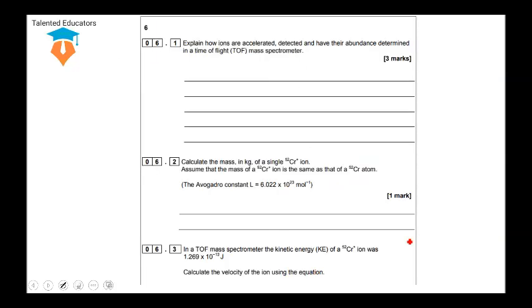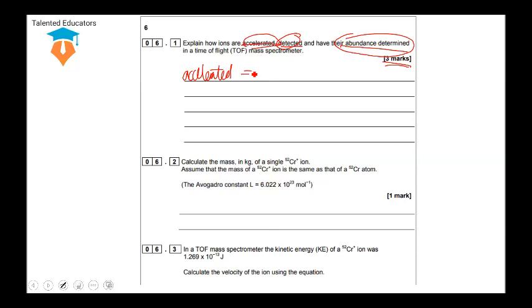So the first question is, explain how ions are accelerated, detected, and have their abundance determined in a time-of-flight mass spectrometer. So accelerated is a keyword, detected, and abundance determined. 3 things we looked at right now. So how would I answer this question? 1 mark for each point, simple. Accelerated, how are they accelerated? Remember we said by a negatively charged plate or electric field. That's all you would write.